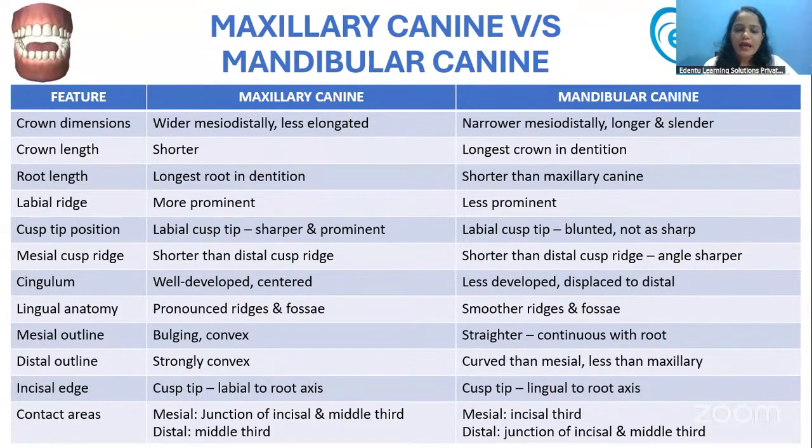Okay. So the maxillary canine has the longest root in the dentition, whereas the mandibular canine has a shorter root when compared to the maxillary canine. It has the longest crown in the dentition.